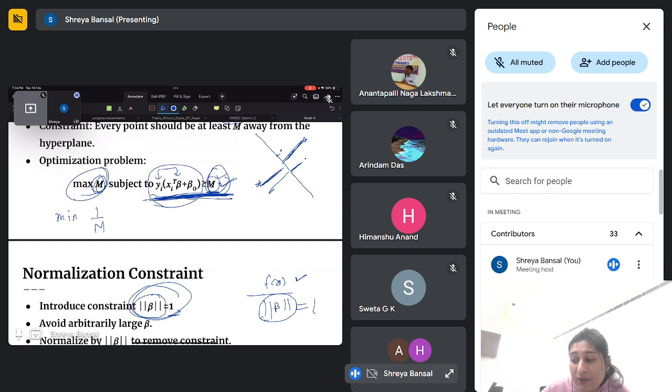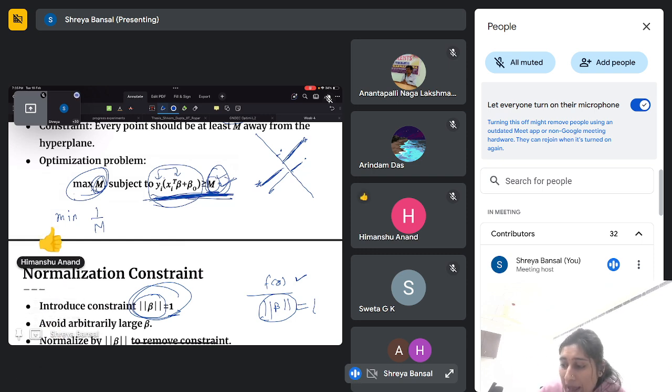Just think about it. If I want to maximize m, I want it to go from 10 to 100 to 1000 to 10,000. To minimize, it means this value will be minimized. If I increase the value of m, then 1 by m will be minimized, because it is in the denominator. Okay, good, let's move ahead.